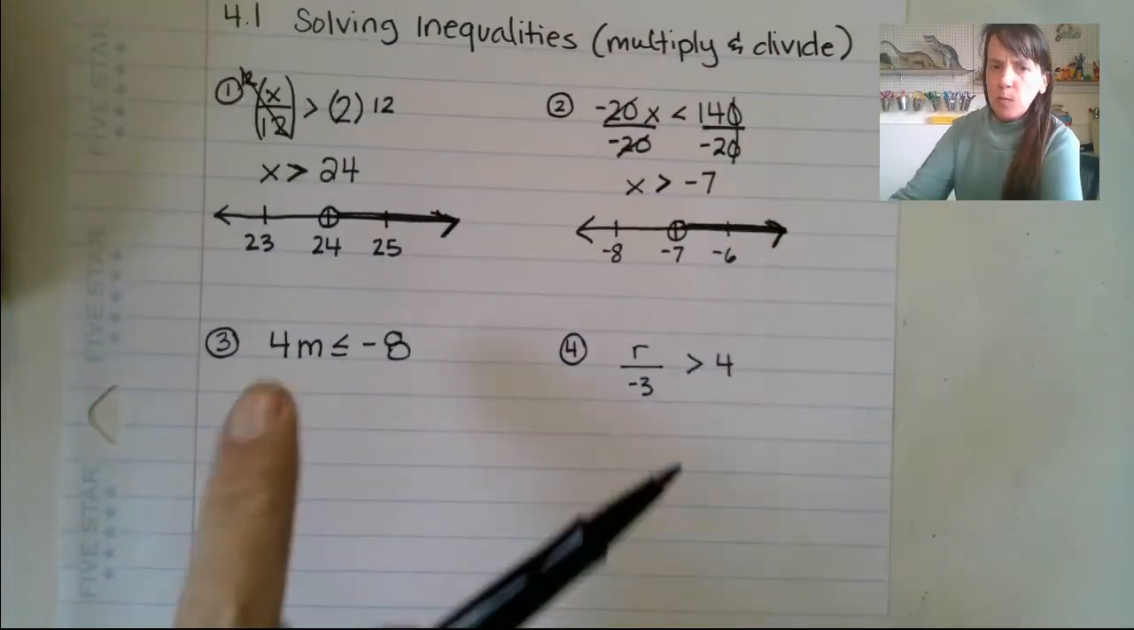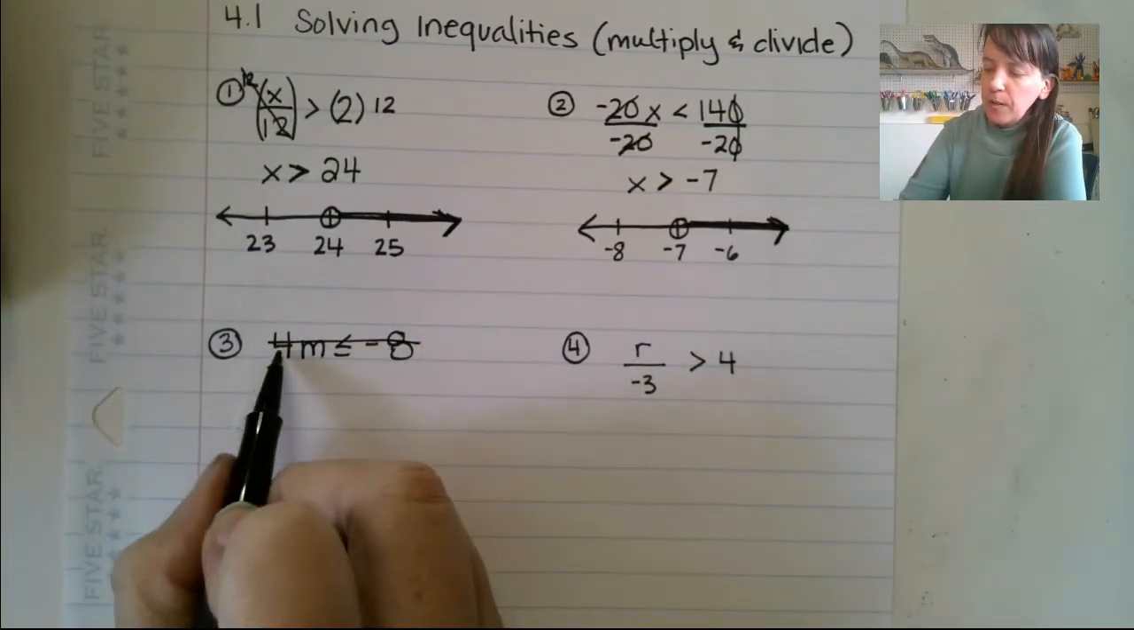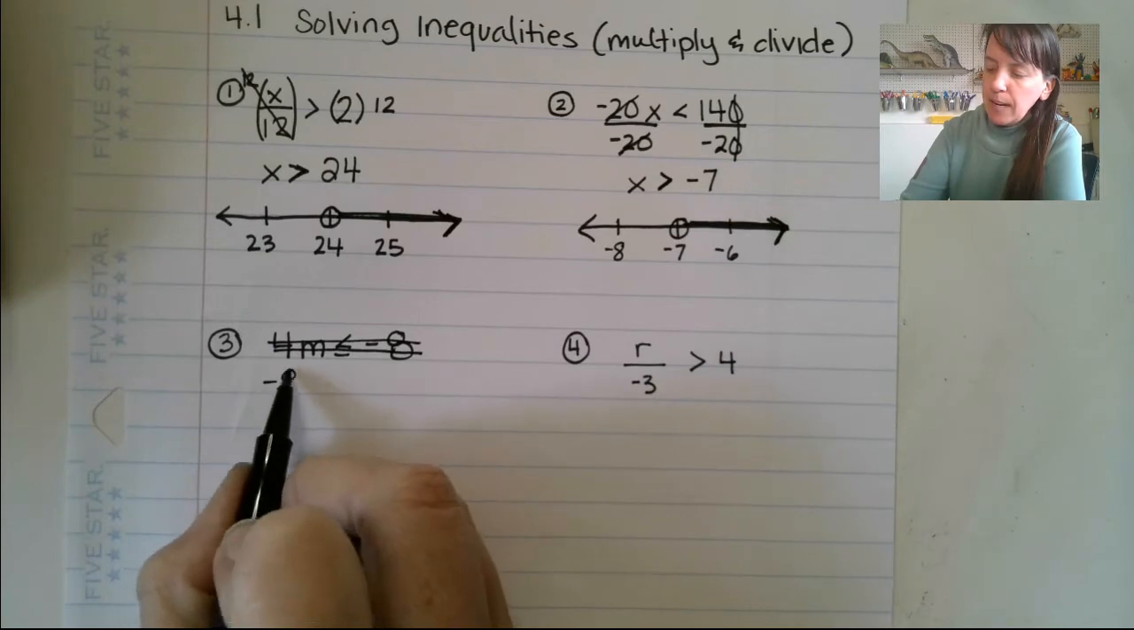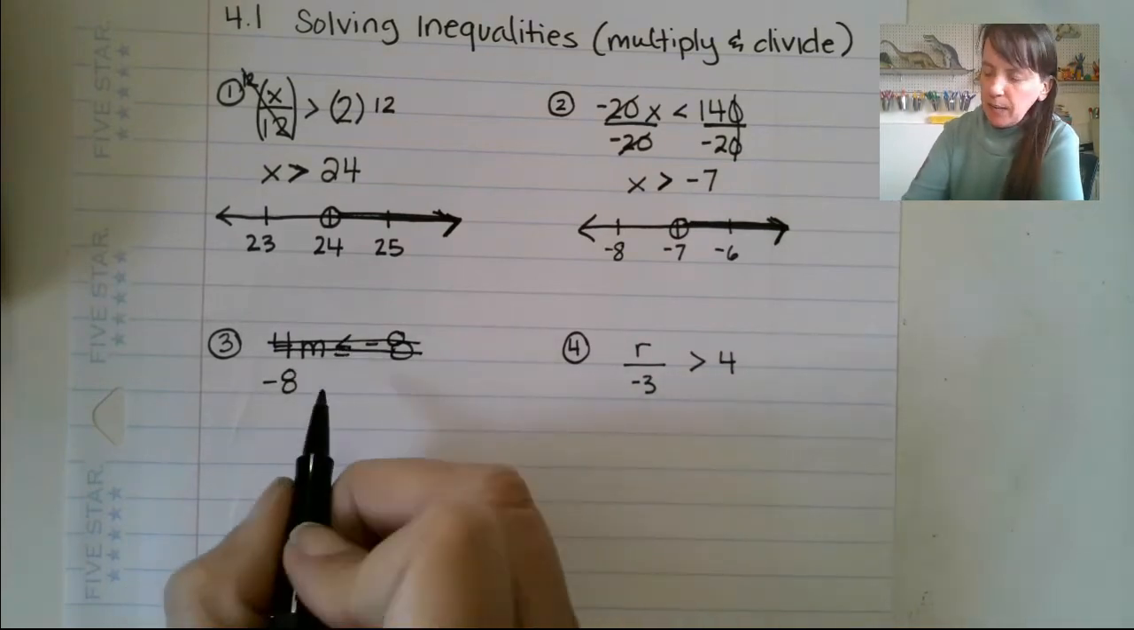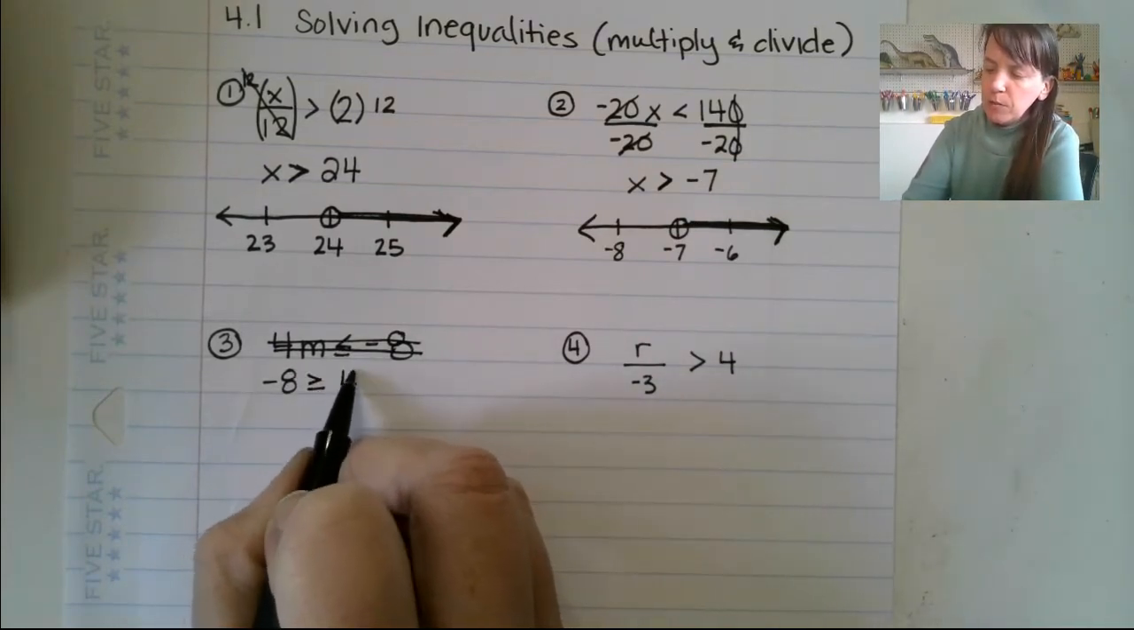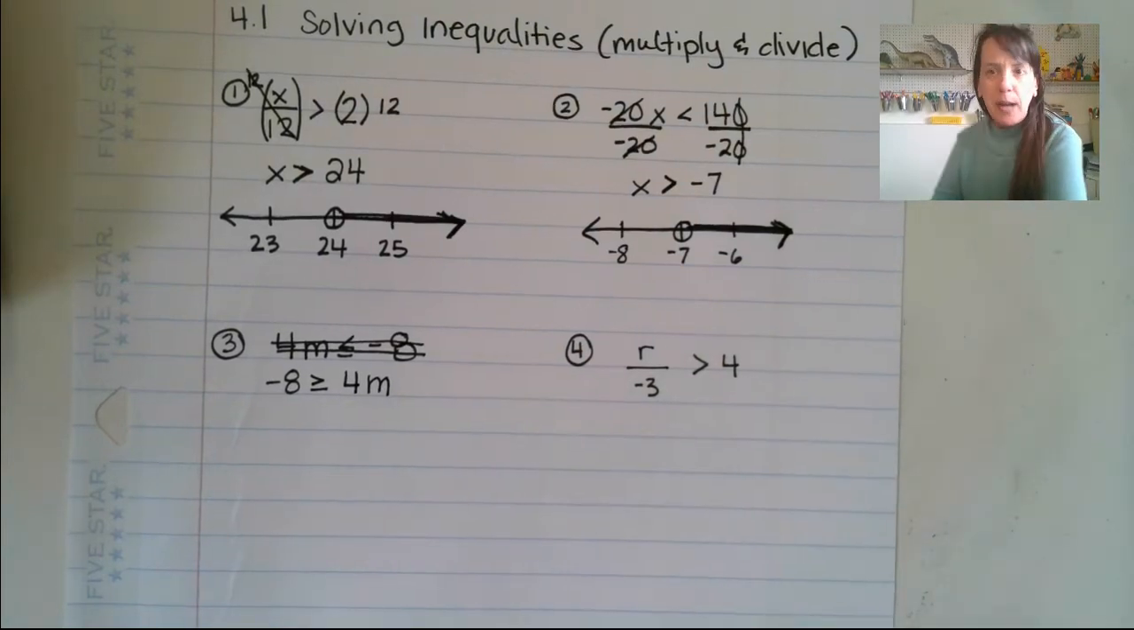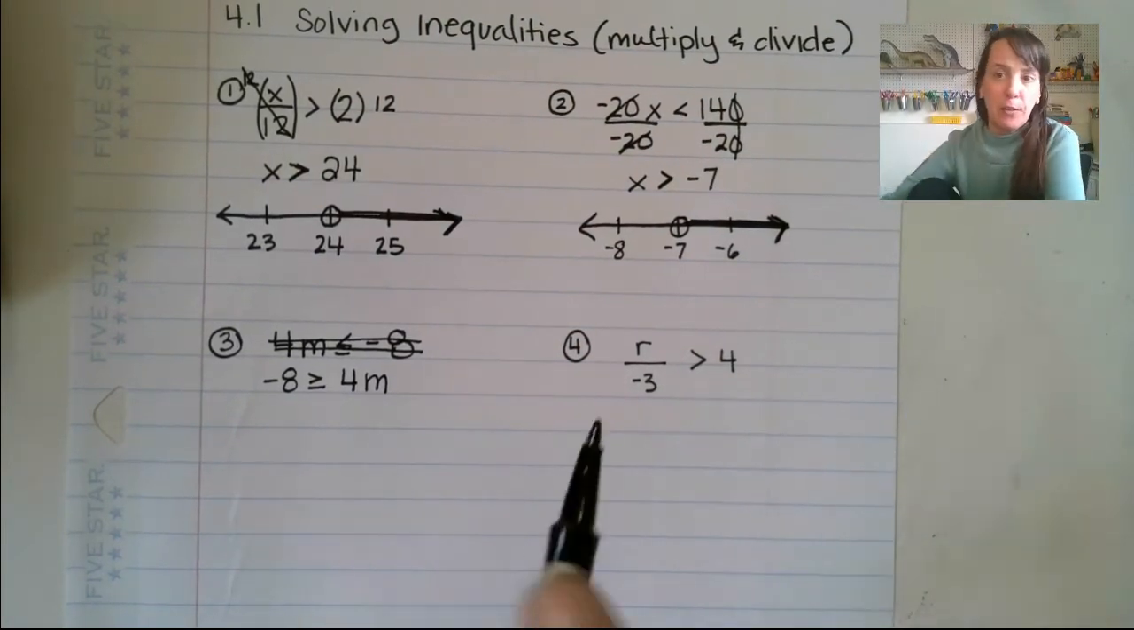Okay, I wrote this one out like this, but I actually want you to change it up. Here's what we're going to do. We're going to say negative 8, and see how the alligator's opening to negative 8? We're going to flip it around. Greater than or equal to 4m, because I want to show you what happens when we have the variable on the other side.